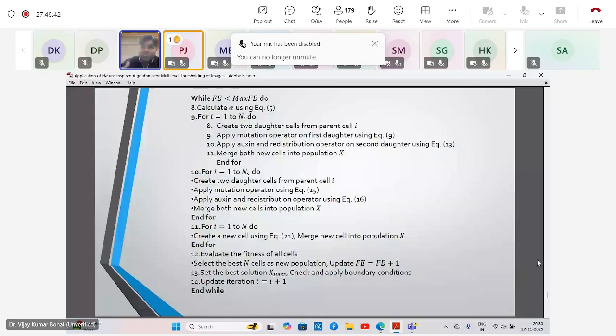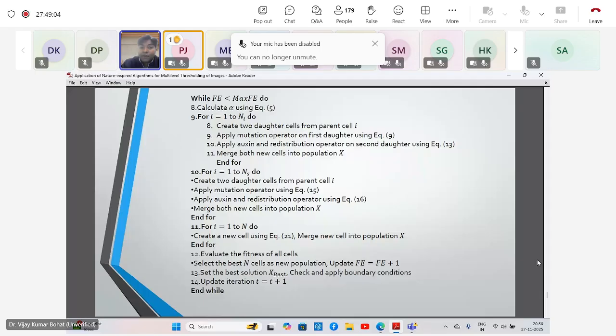Then for the shaded region cells, for i equal to 1 to ns, create again two daughter cells using the mutation operator and using the auxiliary and redistribution operator of shaded region cells using equation 15 and equation 16. This will again generate two cells for every solution. Insert those new cells generated into population X.